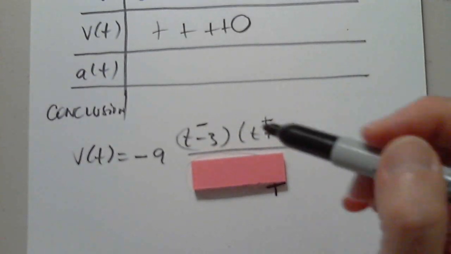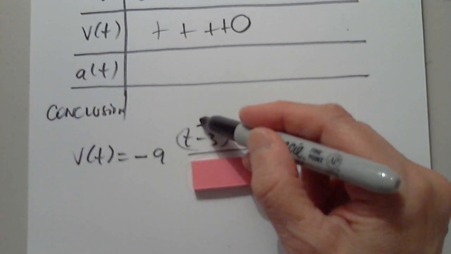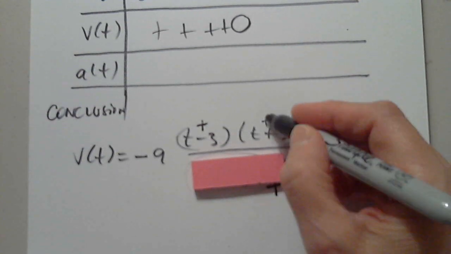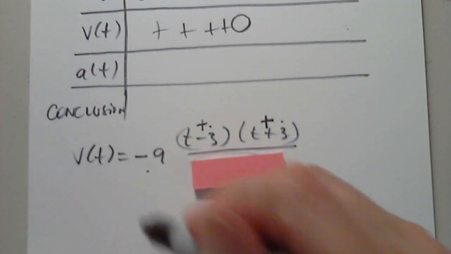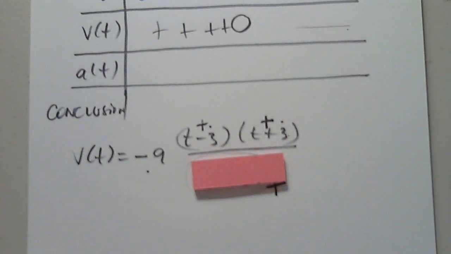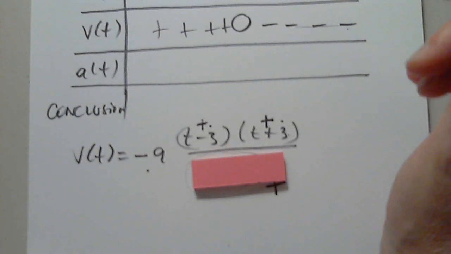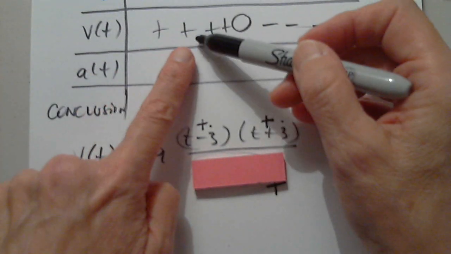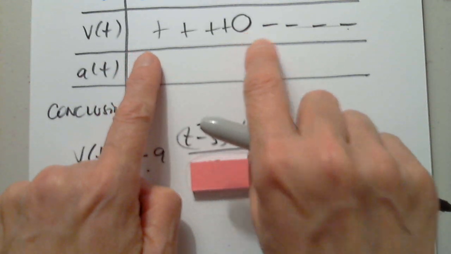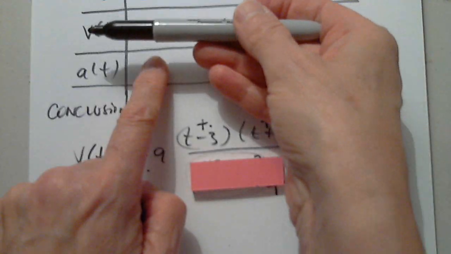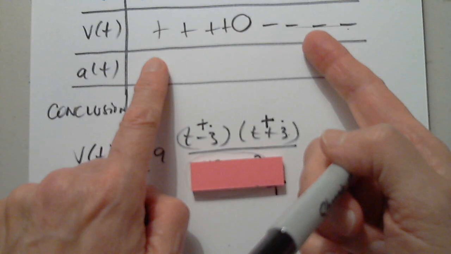Now I'm going to plug in 10. But 10 minus 3 is positive. 10 plus 3 is positive. So now I have positive times negative 9. What will be the sign? Negative. That's it. So now I know that the particle goes in the positive direction for 3 seconds, and then forever afterwards goes in the negative direction.